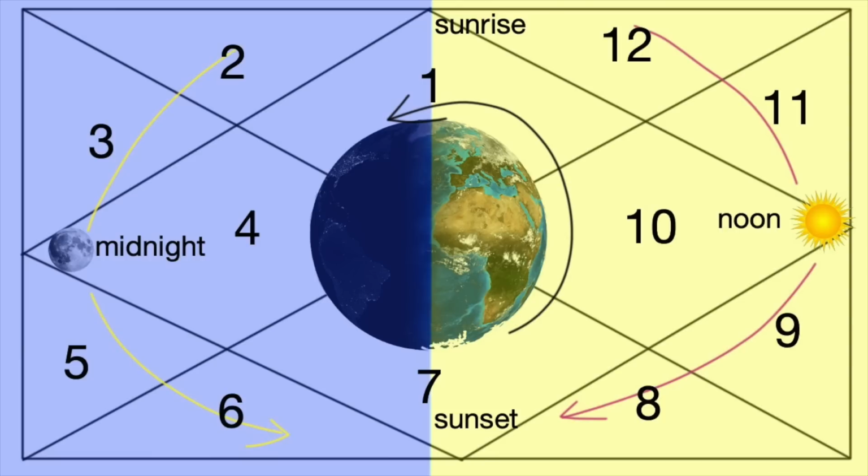Next, we shall begin the examination of the 12 houses, the 12 signs of the zodiac, and what their qualities are as told by the Vedic Astrology science.